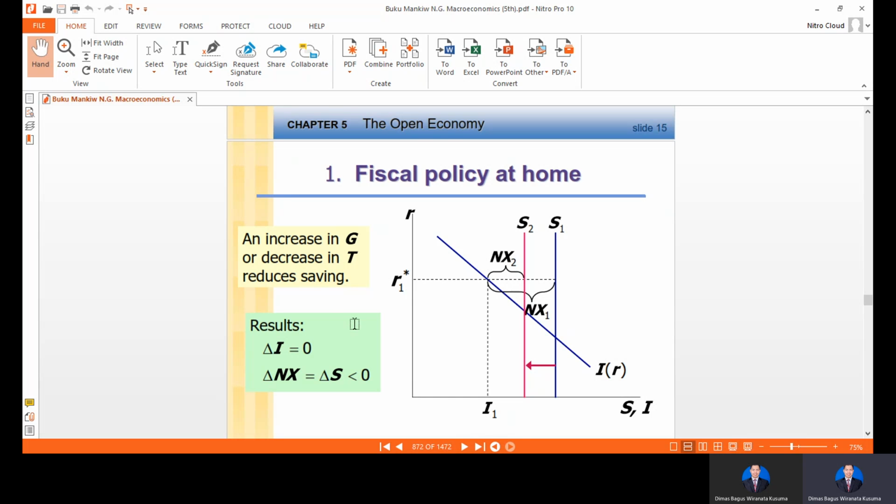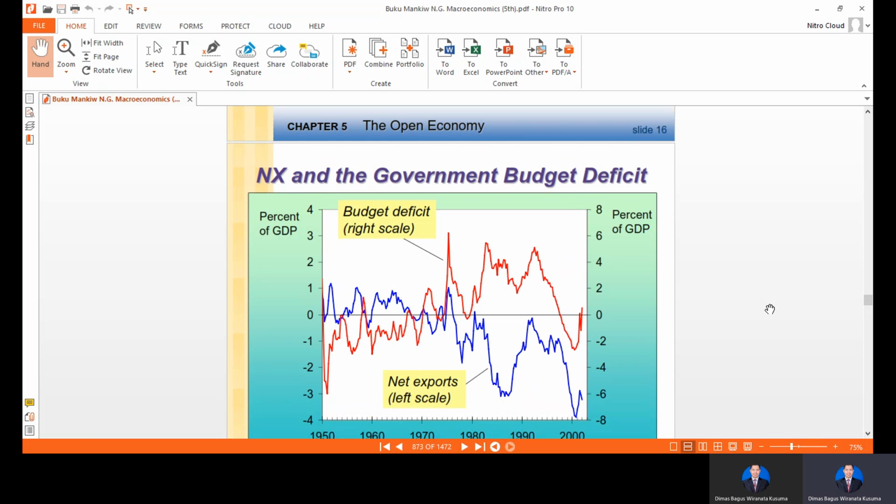And this one is the example of the budget deficit. Basically, the budget deficit of the government will reduce saving, and then reduce net export, reducing the ability of the country to promote a net export surplus.